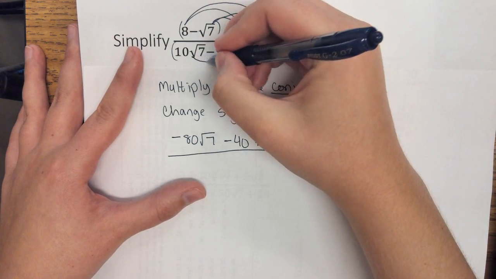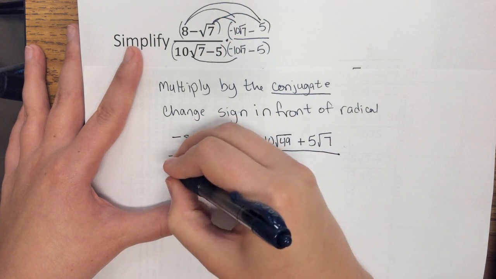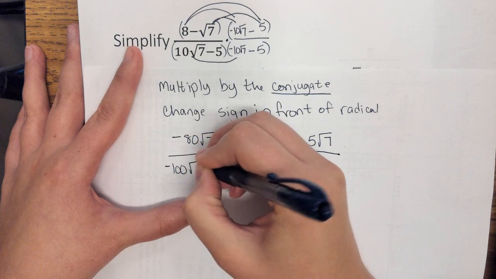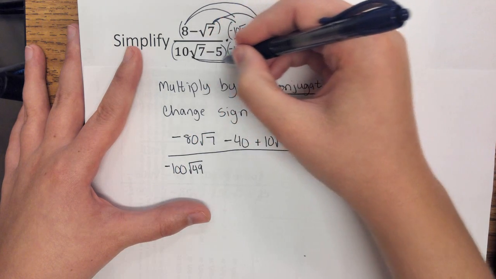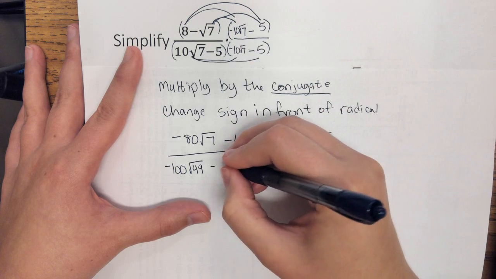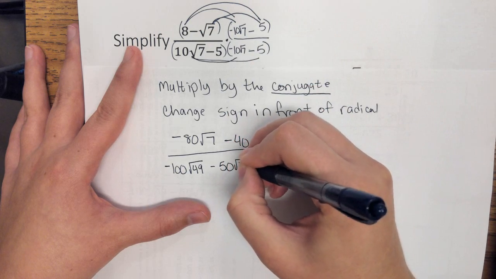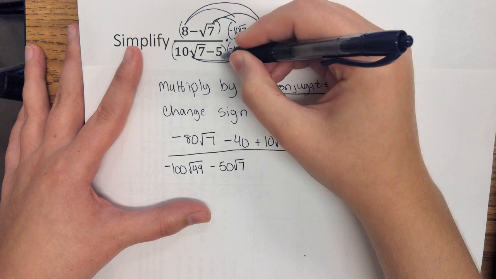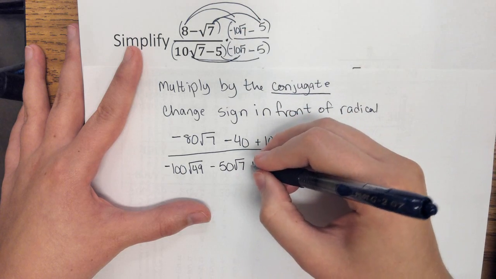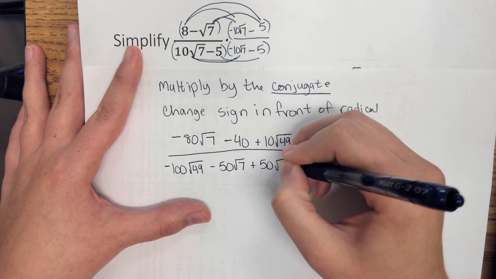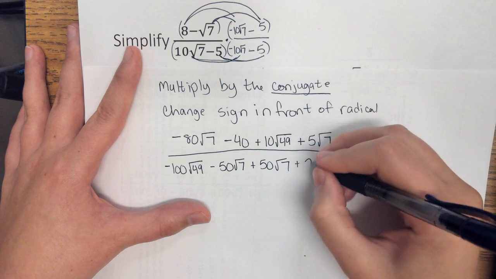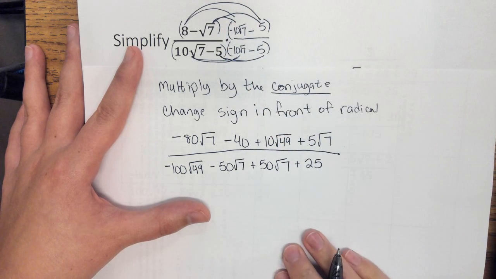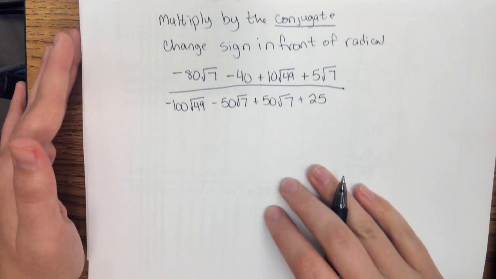10 square root of 7 times negative 10 square root of 7 is negative 100. Square root of 7 times 7 is 49. 10 square root of 7 times negative 5 is negative 50 square root of 7. Negative 5 times negative 10 square root of 7 is plus 50 square root of 7. And negative 5 times negative 5 is plus 25. Now the simplifying is where this really gets good.